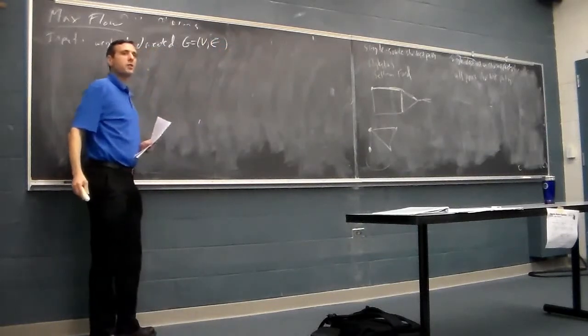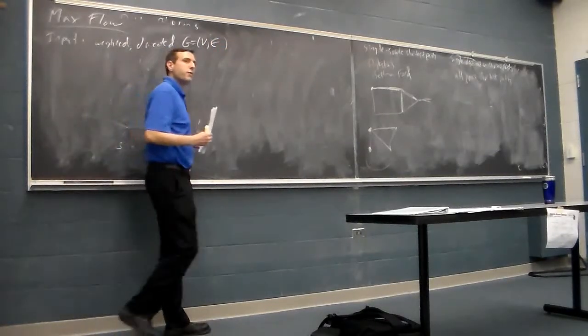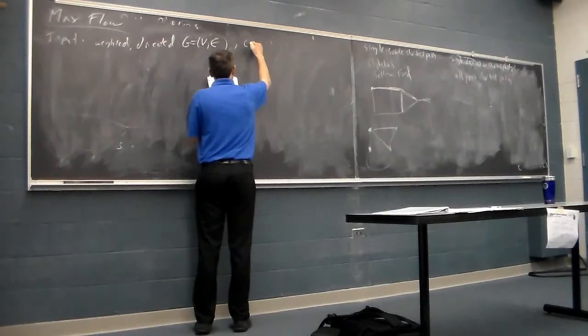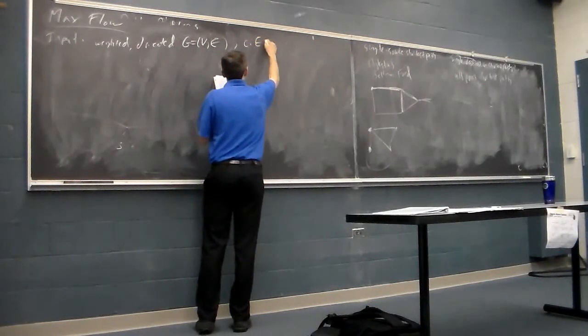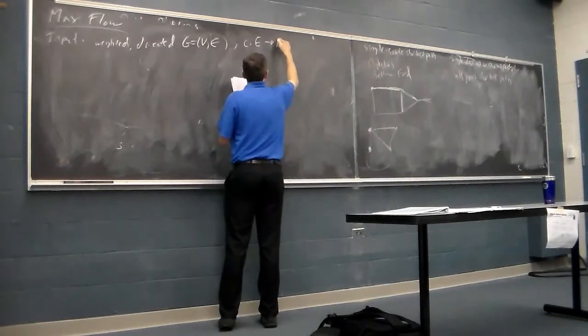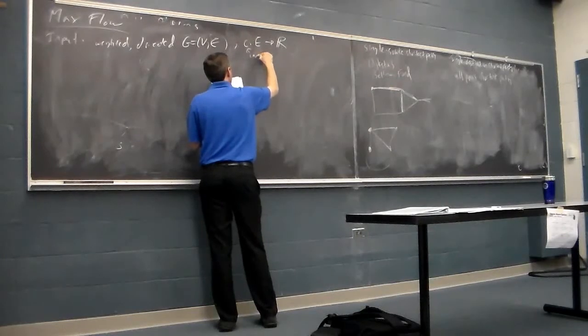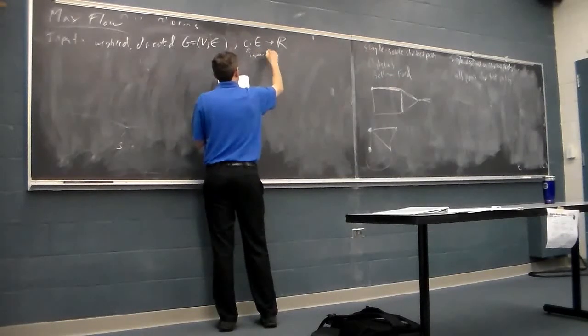And if it's weighted, we're going to need a weight function. In a flow problem, we commonly refer to the weight function as a specific thing called a capacity. That would be a mapping from edges to real numbers. We'll denote that by C. That is the capacity function.